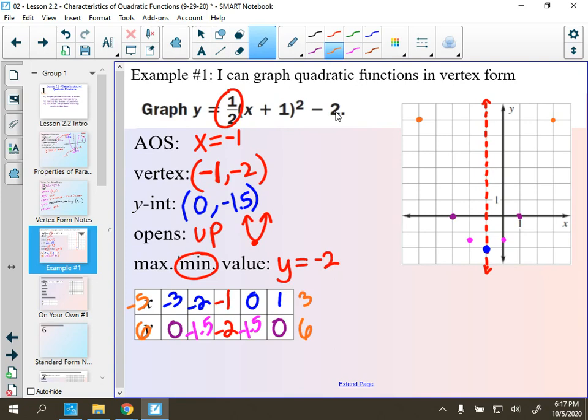Other than us just connecting our points here with a nice, beautiful brown colored pen, that's it. Double check that everything got filled in. Yep. Minimum value. We did it. There's no comparisons to the parent function. It's really just the mechanical process of graphing in this form. All right. Let's do one more.